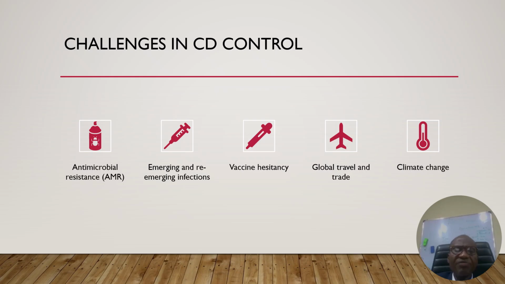Emerging and re-emerging infections are occurrences that pose a challenge to controlling communicable diseases. So diseases that were formerly or previously eradicated, for example, monkeypox, which was not a big problem, is suddenly becoming a threat again to humanity. In the last 2-3 years, monkeypox is re-emerging again.